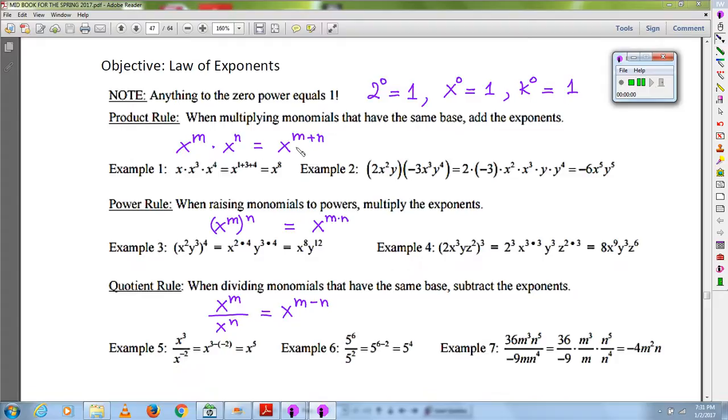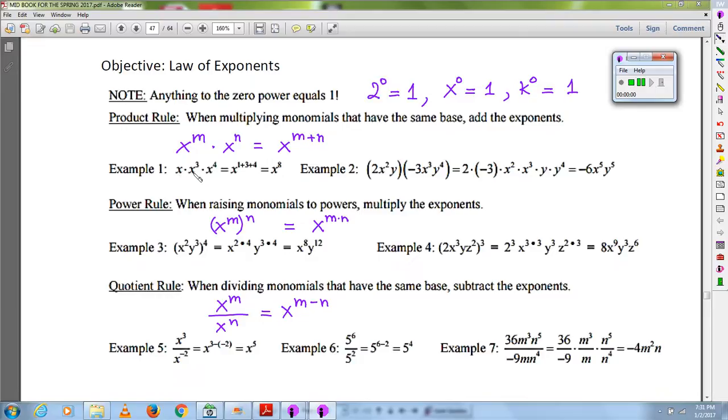Next one, when you multiply monomials that have the same base, which is the variable, in this case the base is the x, you just add the exponents. The exponents in this case are the m and the n. So you add the two exponents. This is called the product rule.